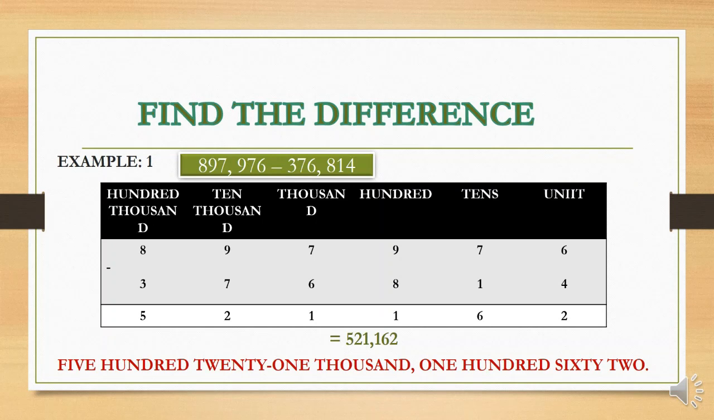Subtract 6 from 4, equals 2. Subtract 7 from 1, equals 6. Subtract 9 from 8, equals 1. Subtract 7 from 6, equals 1. Subtract 9 from 7, equals 2. Subtract 8 from 3, equals 5. The answer which comes is 521,162. This is the difference of the two given digits.